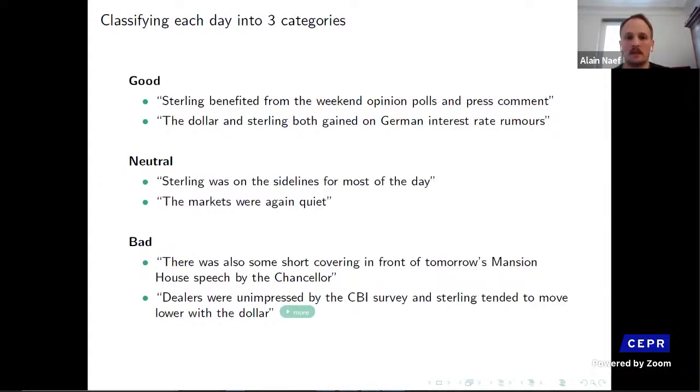And so I'm going to give you some examples. And these, again, are the way I've classified them. So you might disagree, right? And that's when it gets interesting. I'll tell you more about how I deal with the subjectivity in these choices. So for example, a simple case would be opinion polls. There are good opinion polls and press comments, which usually happen on the weekend, and then on the Monday, that would be good news for sterling.